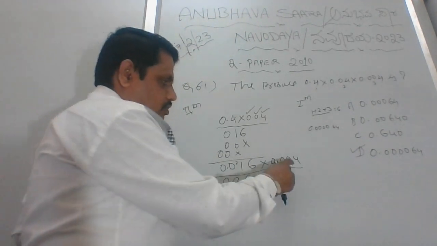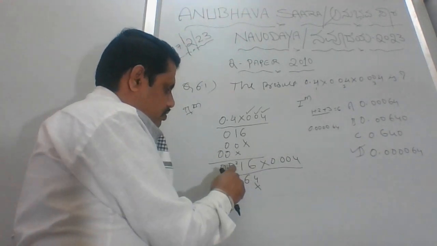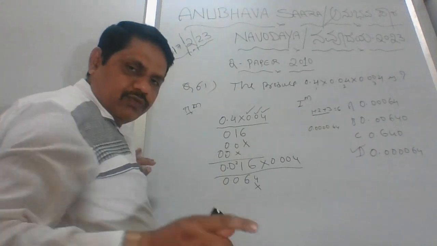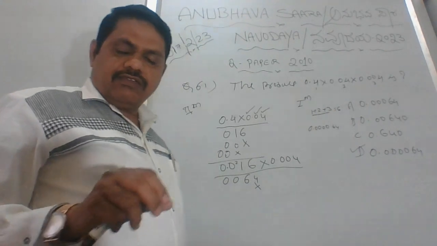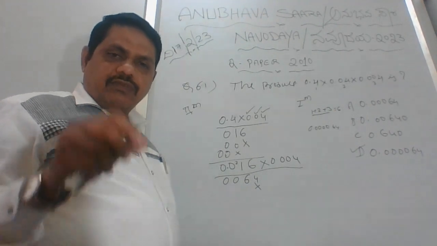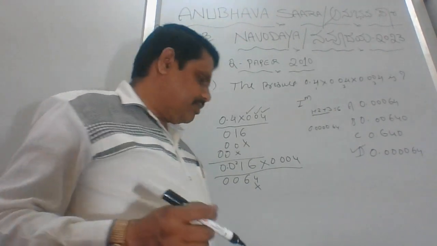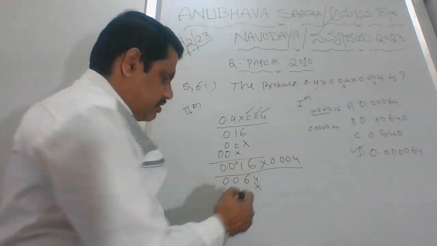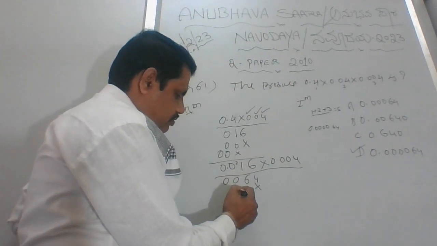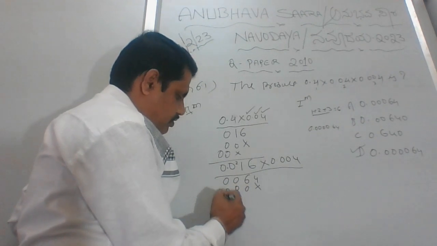So now what we have: 0, we have 1, 2, 3, 4 numbers. That means we will get only 0. That we learned in the previous class or earlier class. Whatever you multiply by 0, it comes 0. That means what I will do now here is I will put 4 zeros. That means 1 0, 2 0, 3 0, 4 0.